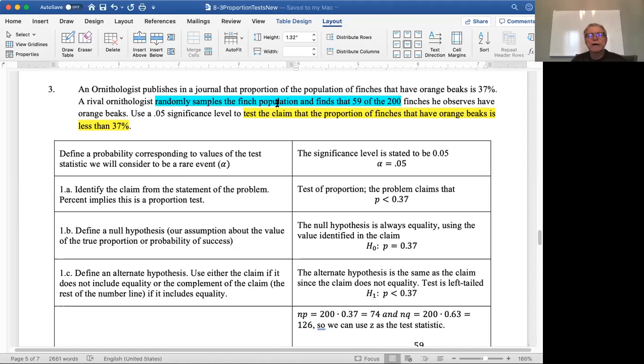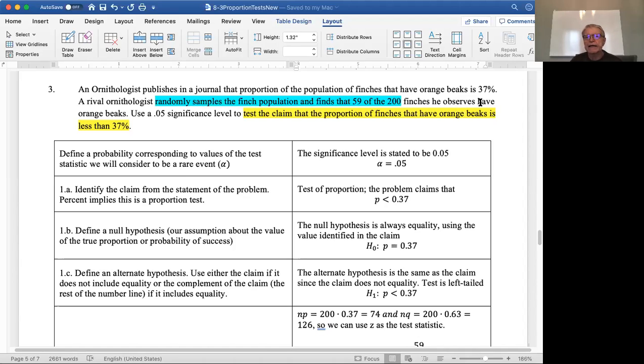So here's the problem. An ornithologist publishes in a journal that proportion of the population of finches that have orange beaks is 37%. A rival ornithologist randomly samples the finch population and finds that 59 of the 200 finches he observes have orange beaks. Using a 0.05 significance level to test the claim that the proportion of finches that have orange beaks is less than 37%.